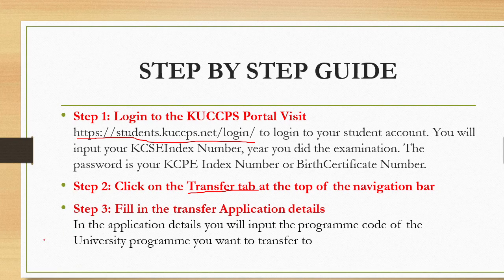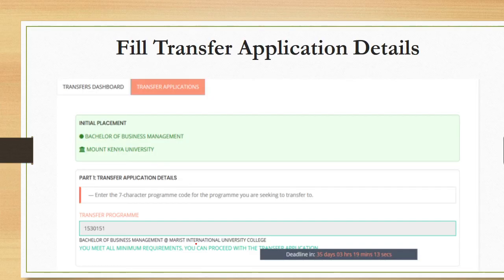Then the third procedure is to fill in the application details, based on the university program that you want to transfer to. Remember, we are talking about course transfer here. As you can see, this is just a sample screenshot that shows you how you can enter your transfer application details. In fact, this one was being done from Mount Kenya University. So you can see this is a Bachelor of Business Management. So this person wants to transfer.